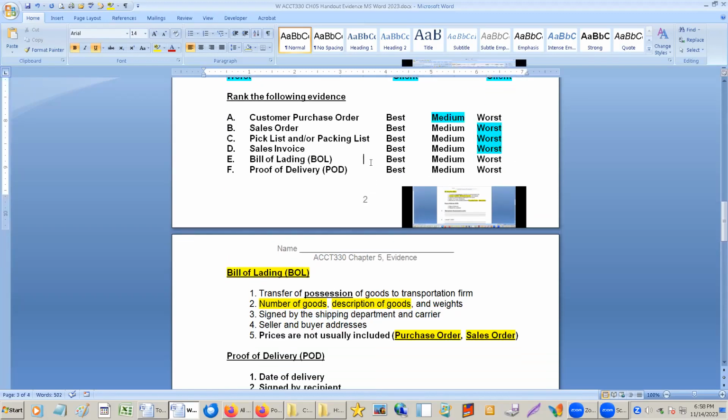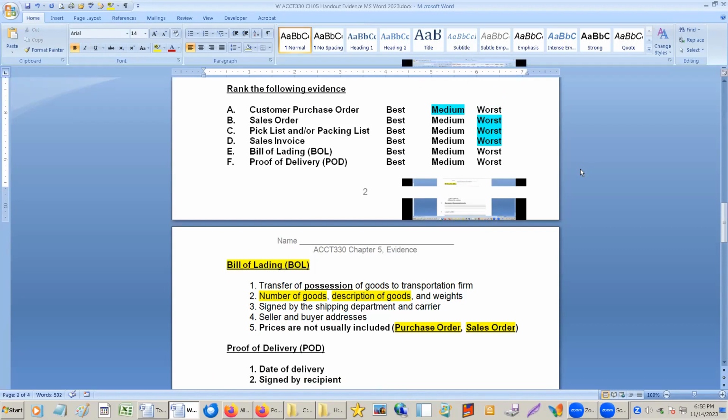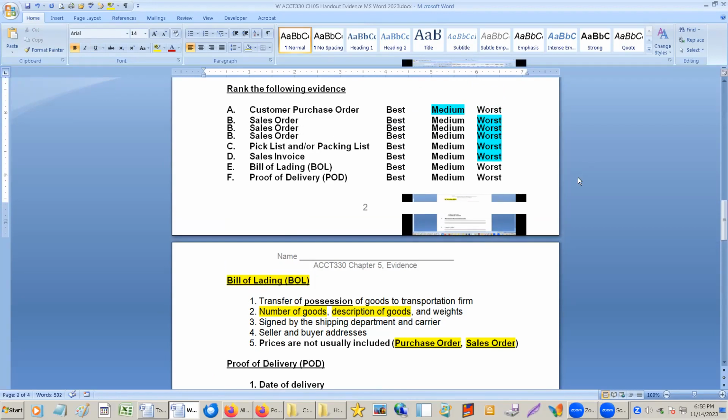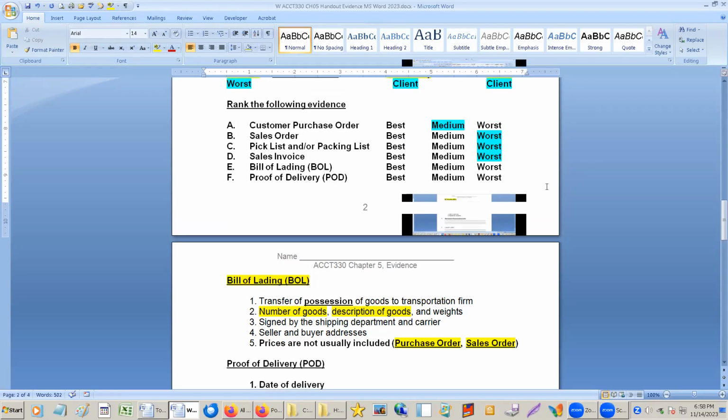Okay, so bill of lading and proof of delivery. What are those? Best, medium, worst.